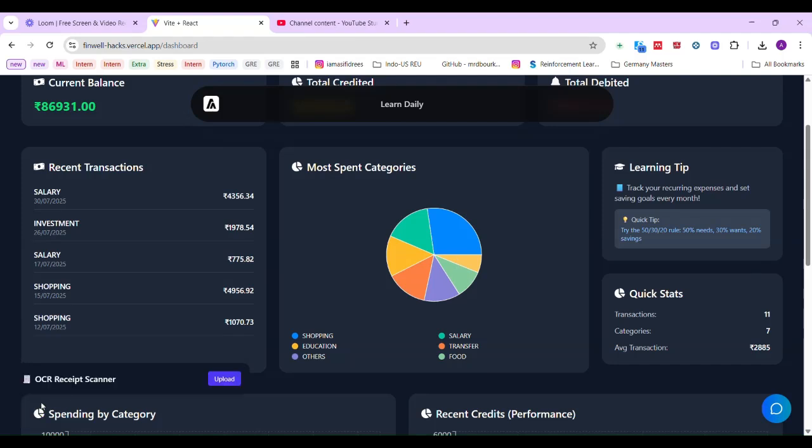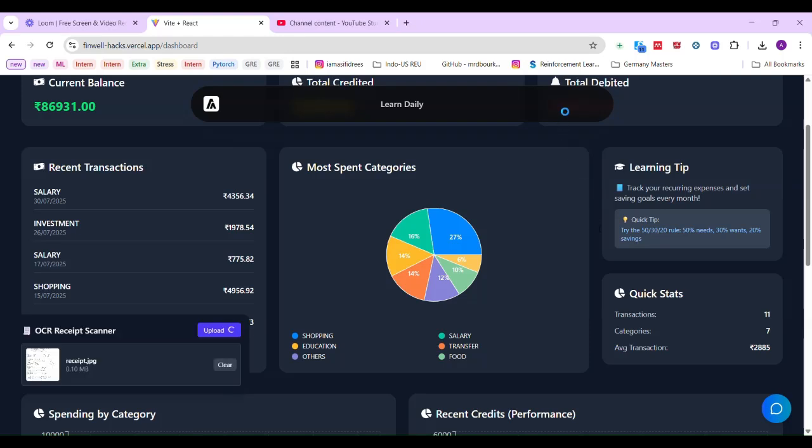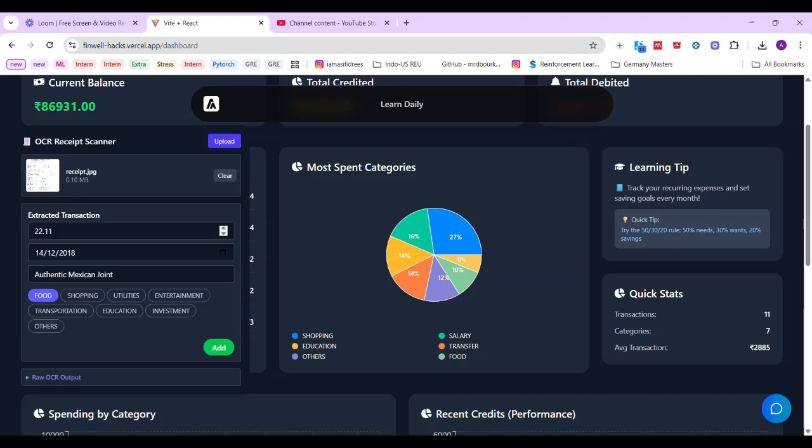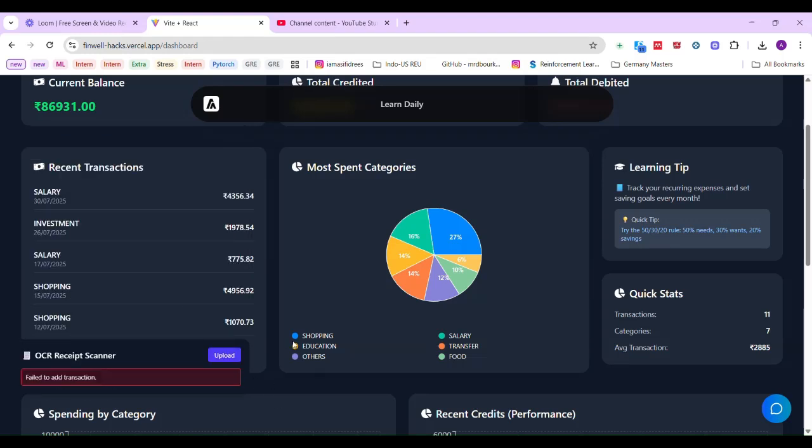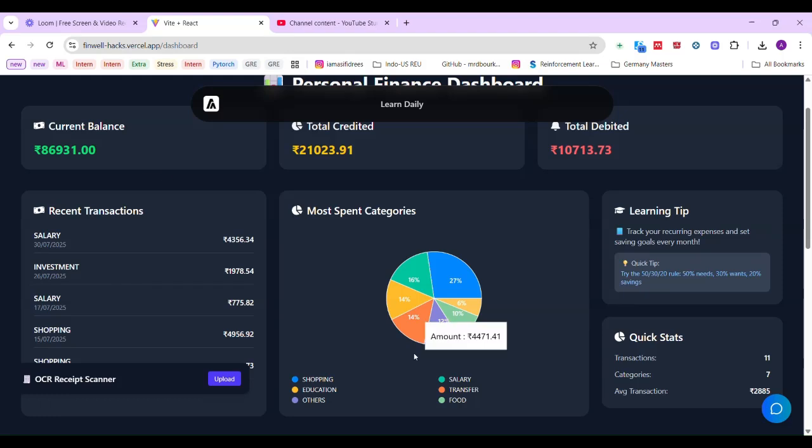What we have added here is a really great feature for physical cash transactions. Not everything is done by banks, so we have added an OCR feature here. This is a receipt I've uploaded. The OCR checks it and extracts all the details: the extracted transaction, 22 rupees, the date the transaction was made, authentic Mexican joint, food. Okay, I have added it, and it has been changed in the current balance.